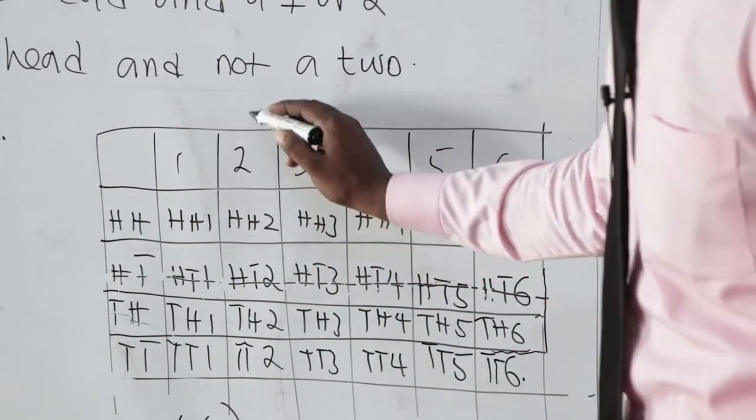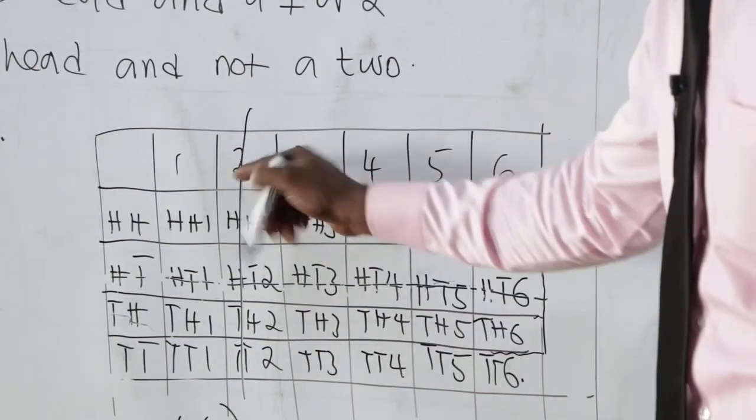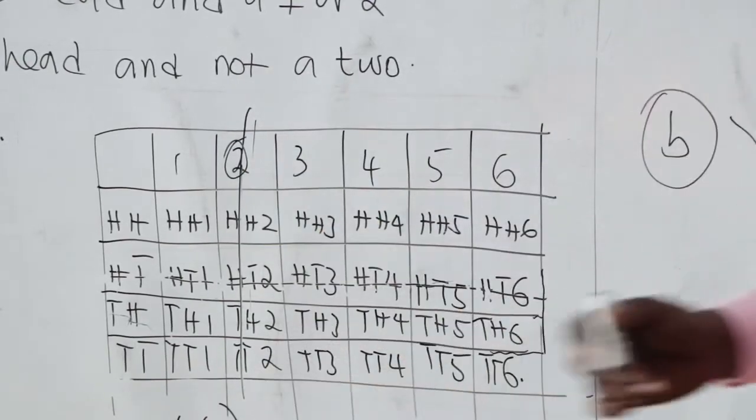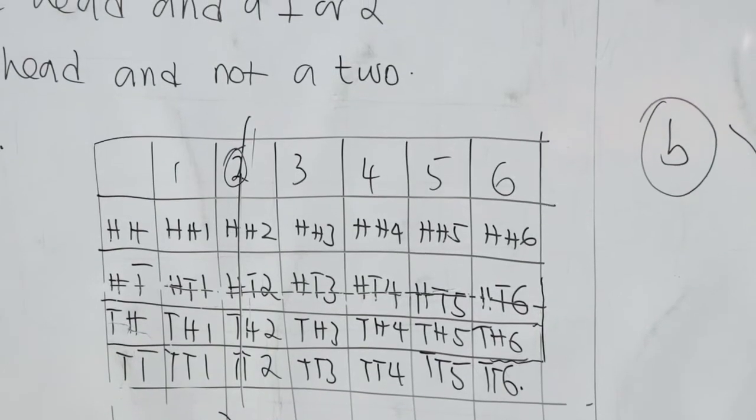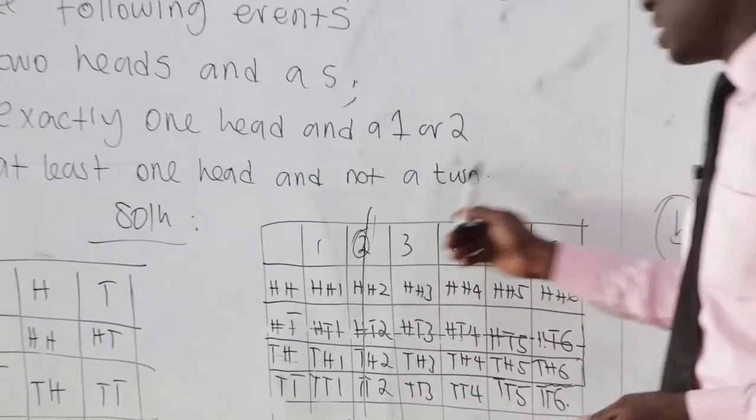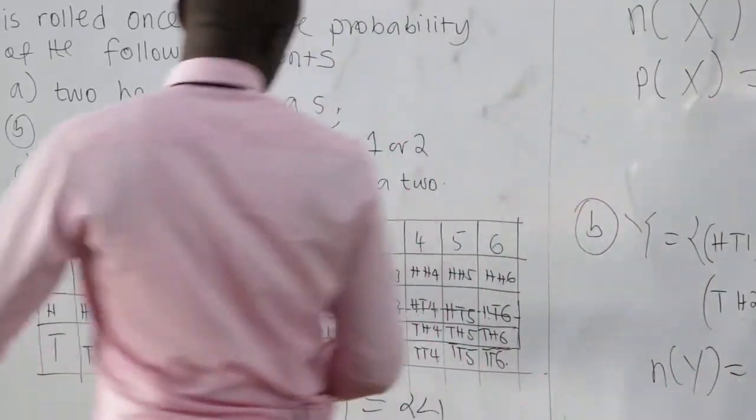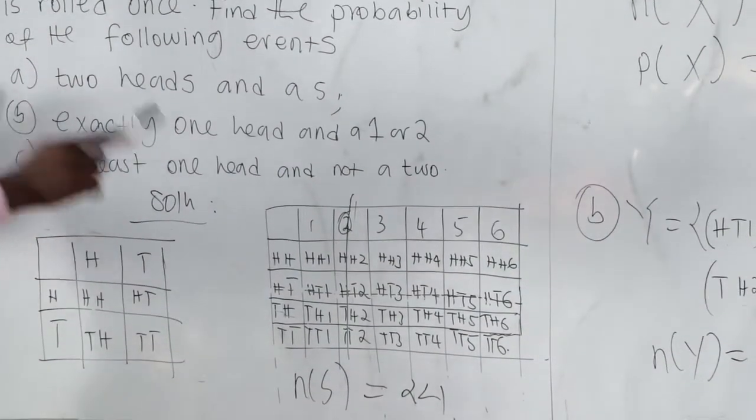And not a two. It means that not a two. So this two is not part. So all this place is not part. But then it says at least one head and not a two. At least one head means one or more and not a two.